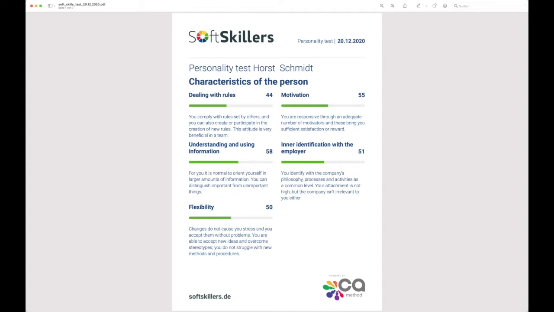So first of all, as you can see here, we have the characteristics of the person, and we have 4 chapters with 5 indicators. Every indicator has a value and a bar, which is green in this case, and a text.